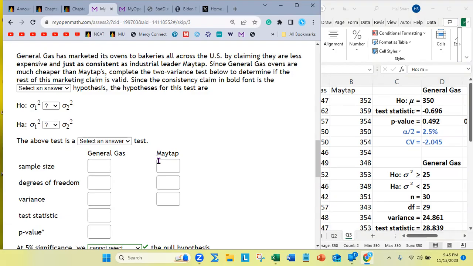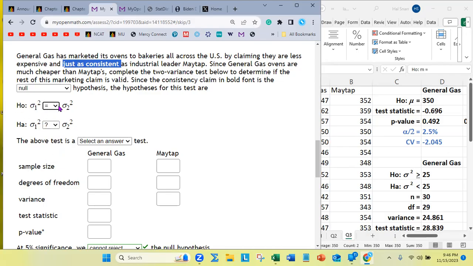And consistency implies a small standard deviation. But when you're comparing your standard deviation to a competitor's standard deviation, right? And you're saying it's just as consistent, what you're saying is your variance is equal to their variance. So that would be our null hypothesis. So the other part of our marketing claim is just as consistent, which means the variances are equal.